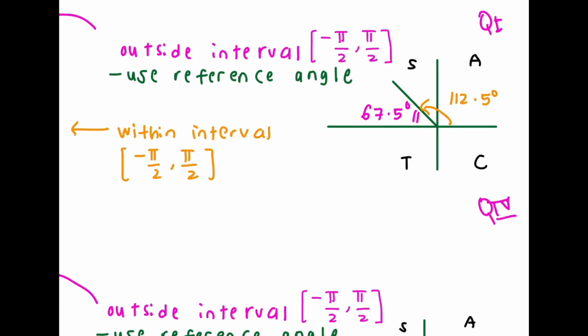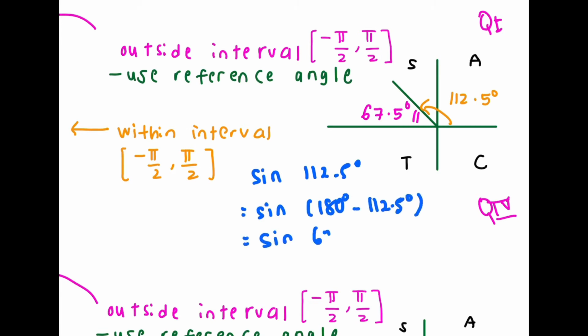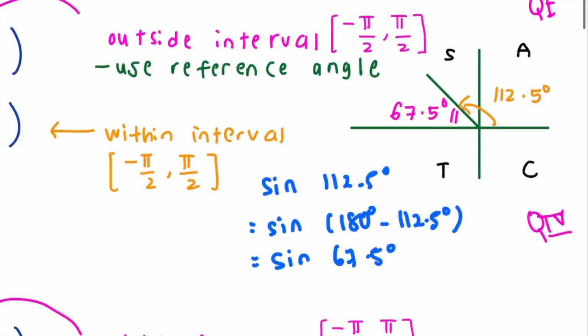So let's open up our reference angle. Sine 112.5 degrees is equal to sine of 180 degrees minus 112.5 degrees. So this is sine 67.5 degrees, or in radians, this is sine 3 pi over 8. Why did we take a positive sign here? Because this is the house for sine, the second quadrant. So be careful when you open up the reference angle.